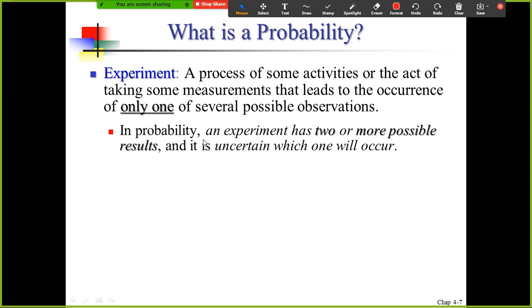In probability, an experiment has two or more possible results, and it is uncertain which one will occur. We are not sure which one will occur.